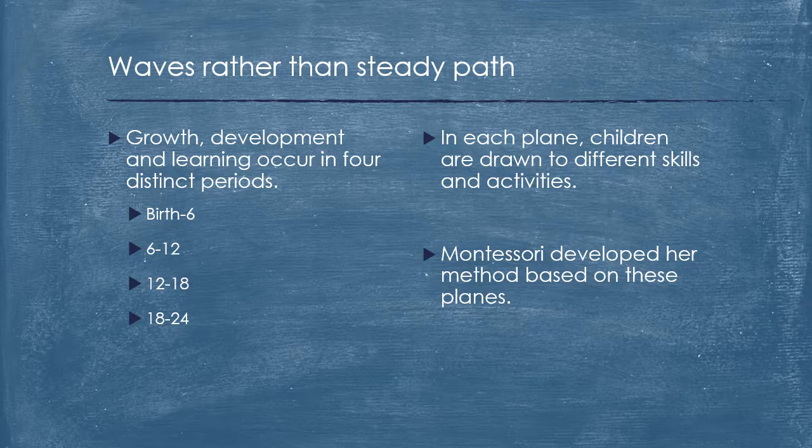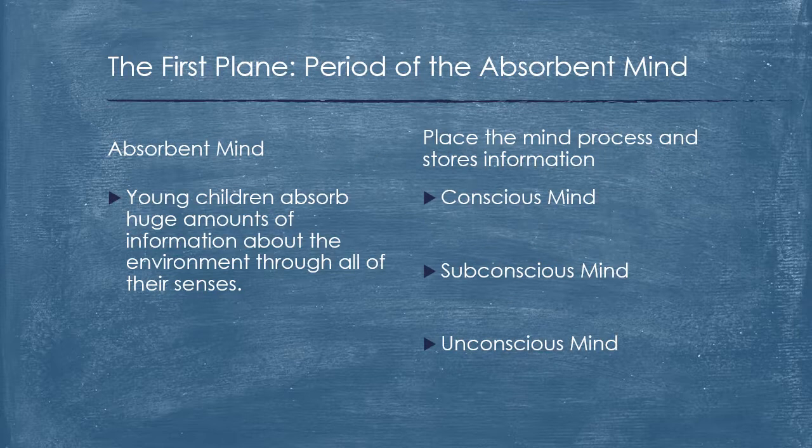So in each plane, Maria Montessori identified that children are drawn to different skills and activities. So it's really important that we understand what the first plane of development looks like and what types of things kids are drawn towards. So the first plane is what we're going to be focusing on. And this is the period of the absorbent mind. And it is exactly what it sounds like. They are absorbing everything from their environment.